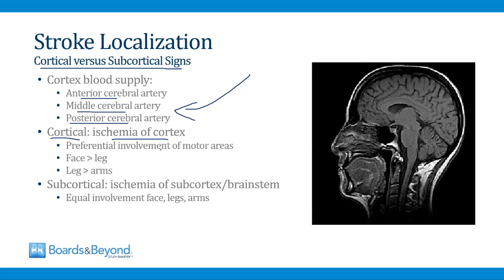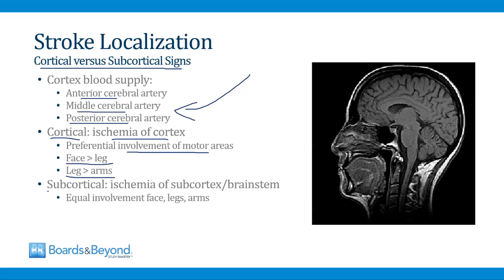One of the most important cortical signs is preferential involvement of motor areas, and by this I mean motor weakness where the face is involved more than the legs, or the legs are involved more than the arms. This only occurs in cortical strokes because only in the cortex are the neurons for the face, legs, and arms separated in space. In other parts of the body, like the brainstem and the subcortex, the motor fibers all run together, so strokes tend to involve face, leg, and arms all equally.